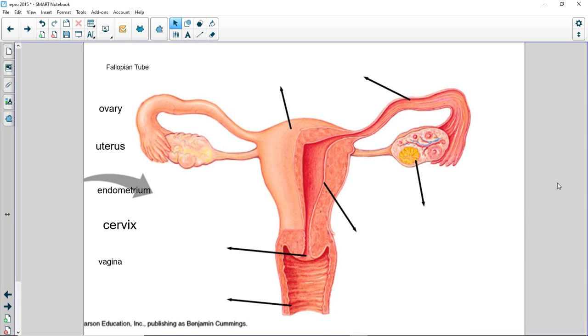Okay, this is another short screencast, number 2, reproduction, and this one is the parts and functions of the female reproductive system. Okay, parts and functions of the female reproductive system.